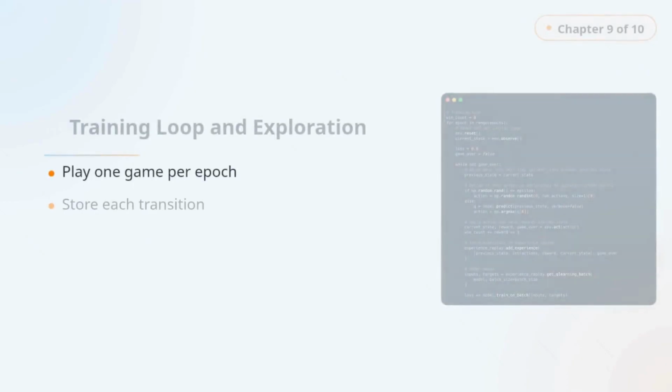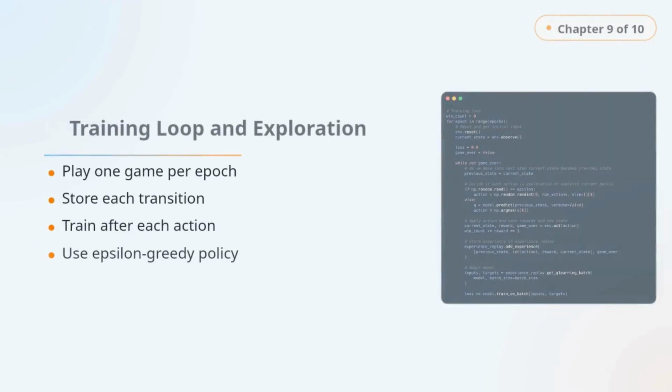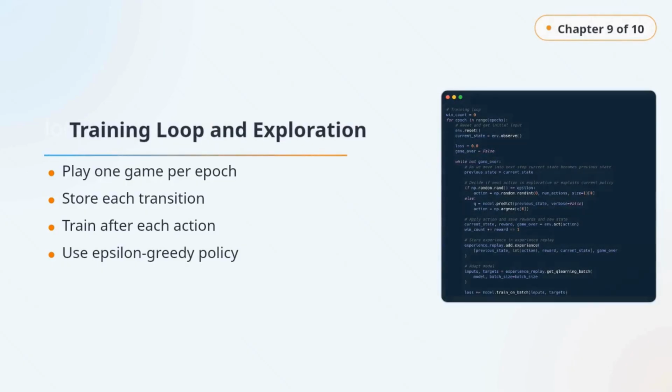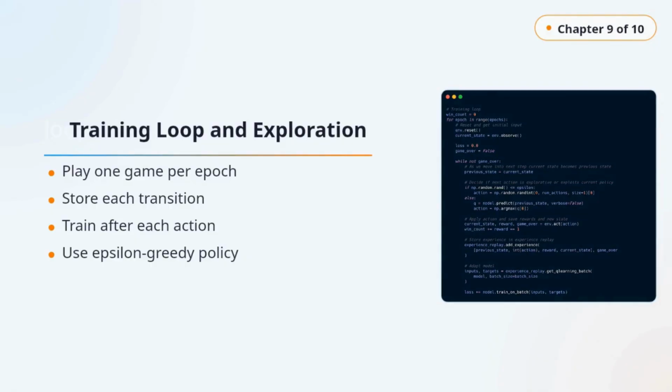During training, each epoch corresponds to one run of the catch game. The environment is reset, the agent starts acting, and every transition is stored in the replay buffer. After each action, a batch is sampled from memory and the model is trained on it.